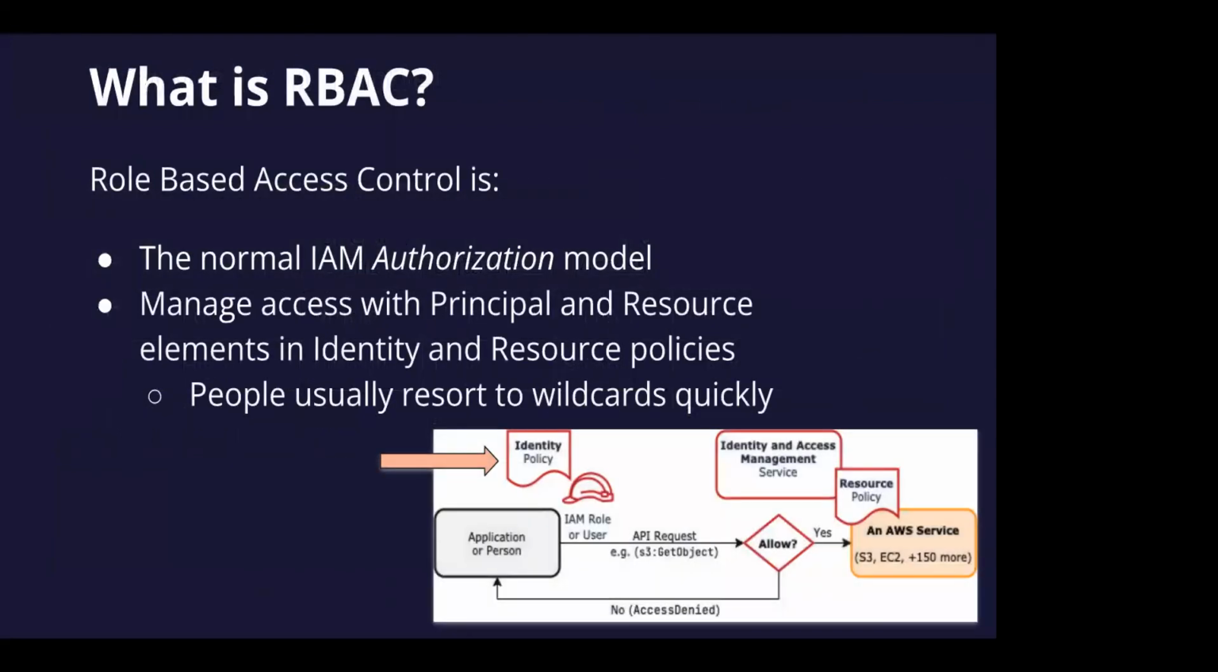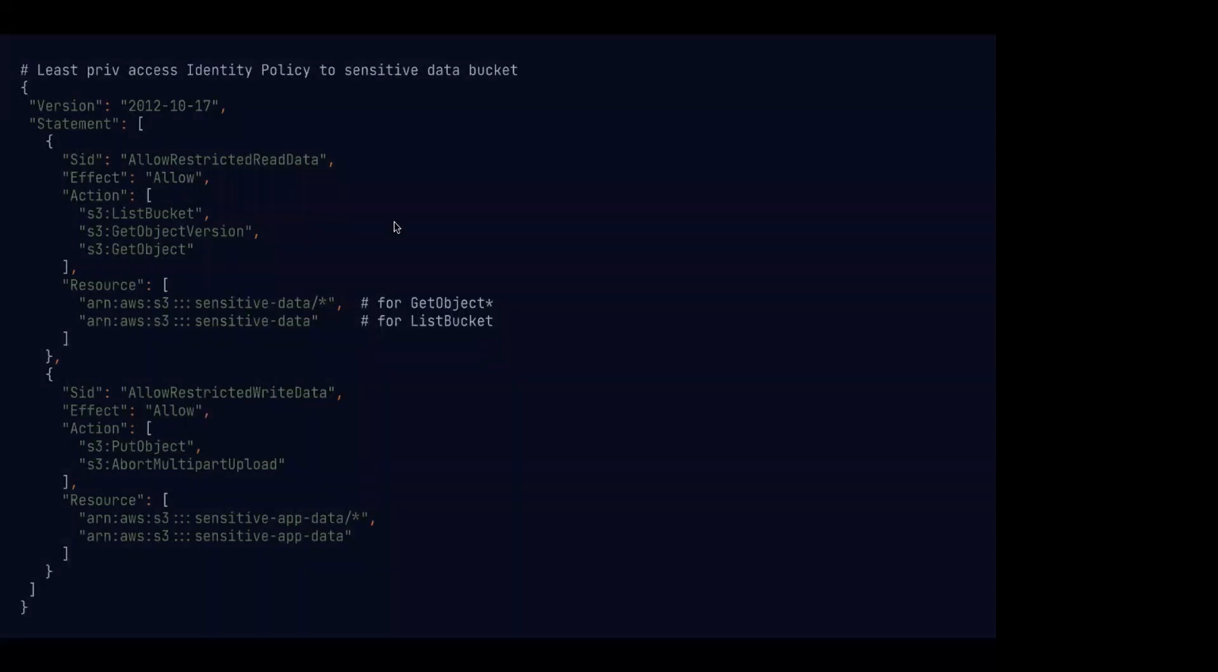So quickly, what's RBAC? Role-based access control is what I call the normal default IAM authorization model, and you generally manage access with the principal and resource elements in primarily identity policies, but you can also do resource policies. Those policies typically get attached to an identity, an IAM user or role. And as time goes on, you often end up resorting to wildcards pretty quickly, because let's take a look at what could be considered a least privilege identity policy granting access to a sensitive data bucket.